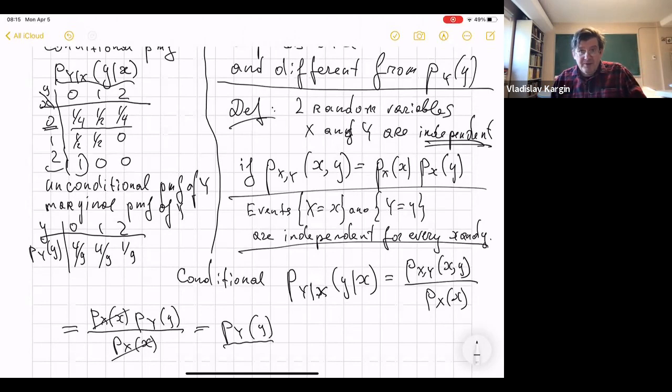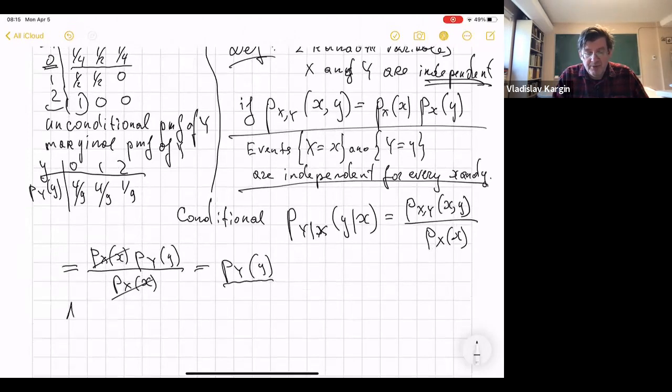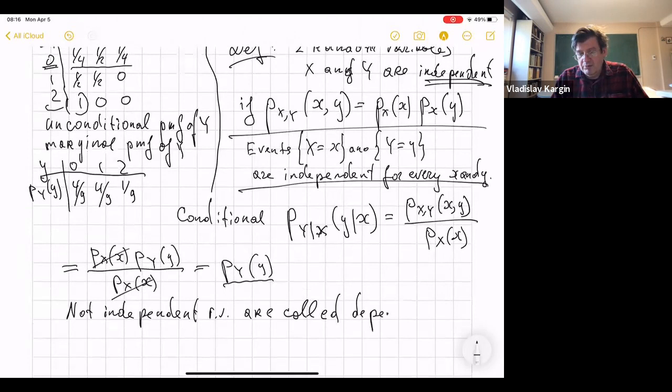Now, in this particular example of universities and grants, we see that the random variables are not independent. Random variables that are not independent are called dependent. So the definition of dependent is simply not independent.